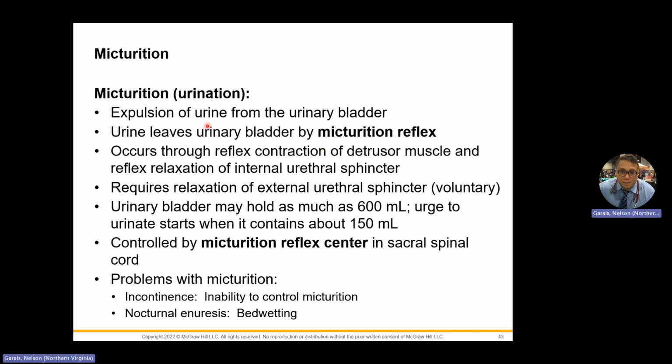Micturition is another word for urination, and we already talked about that it is a reflex. So when the urinary bladder starts opening up, it's going to automatically open the internal urethral sphincter. When you get old enough to control your external urethral sphincter, that's when you can hold it in. The micturition reflex center, the interneuron for that reflex, is located in your sacral spinal cord, typically sacral 2, sacral 3, sacral 4 nerves.